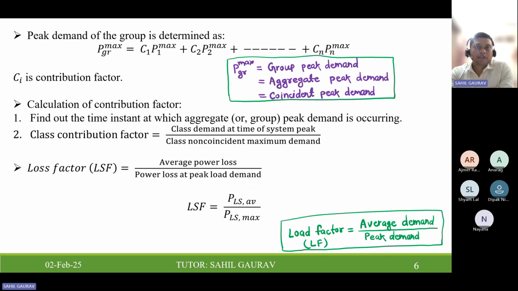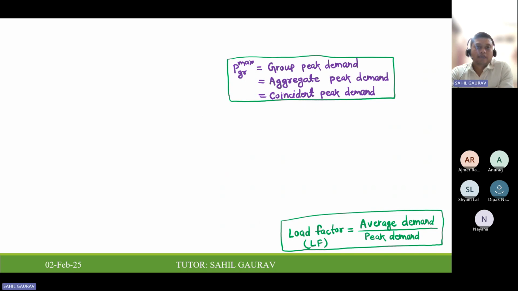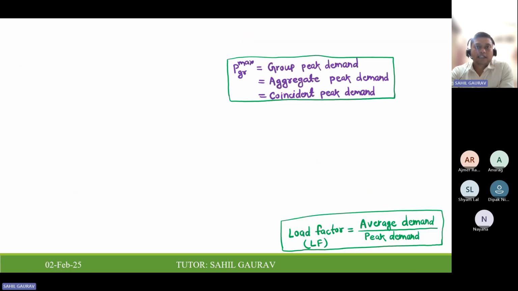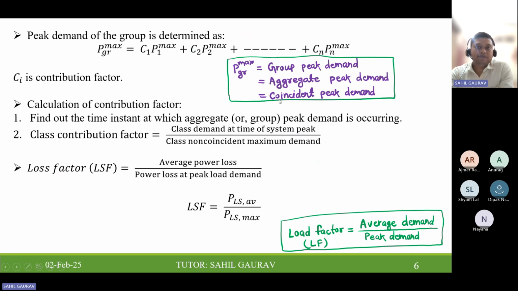If we are saying group peak demand, you can also say aggregate peak demand or coincidence peak demand. While we have seen in the previous slide the non-coincident demand, non-coincident demand means the sum of individual peak demands, while coincident demand is the group peak demand. So keep in mind the difference between non-coincident peak demand and coincident peak demand. Coincident peak demand is the aggregated peak demand or group peak demand, while non-coincident demand is the sum of individual peak demands.